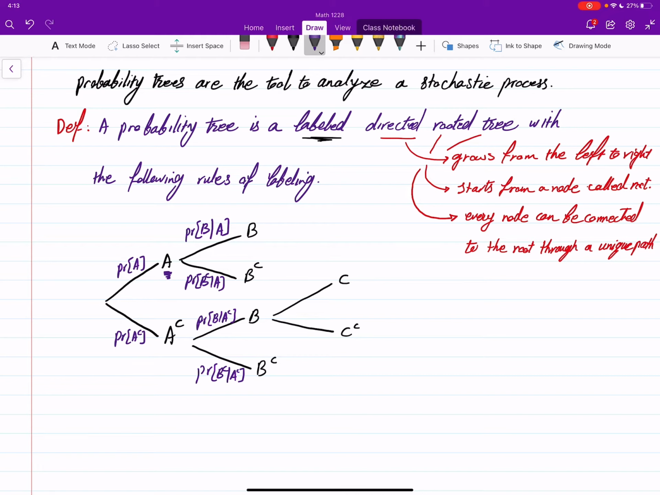How about the third level? Again, we always find the probability of the event at the end node, but knowing all the events before that in the path to the root have already occurred. So this here will be B intersect A complement, and it would be the probability of C knowing B intersect A complement as well.